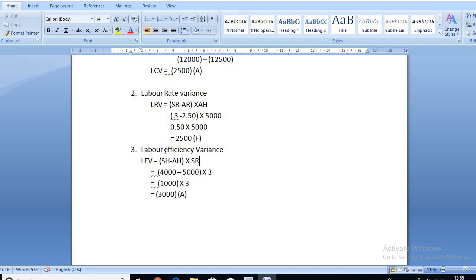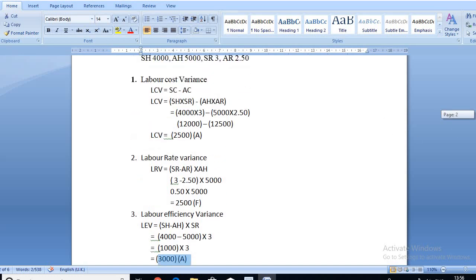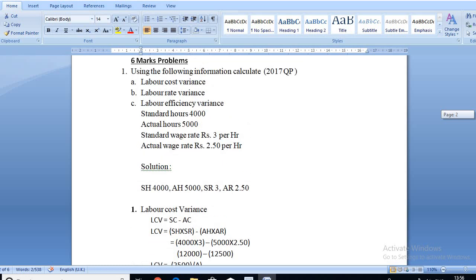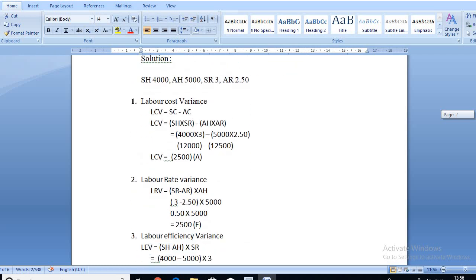The last one, labor efficiency variance. It's the difference between standard hours and actual hours. So SH minus AH multiplied by SR. So total number of hours specified is 4000 hours, but actual hours will be 5000 hours and standard rate will be 3. Now the difference 4000 minus 5000 equals 1000 negative, multiplied by 3. So 1000 negative multiplied by 3 will be 3000 negative. That will be adverse. So this question was asked in the year 2017 question paper. So this is the question and this is the solution.